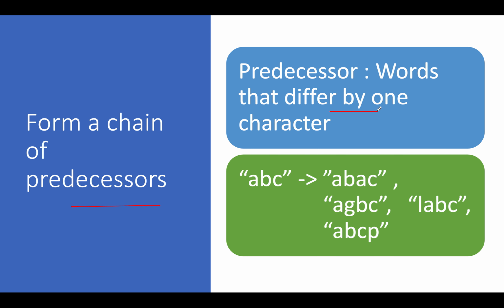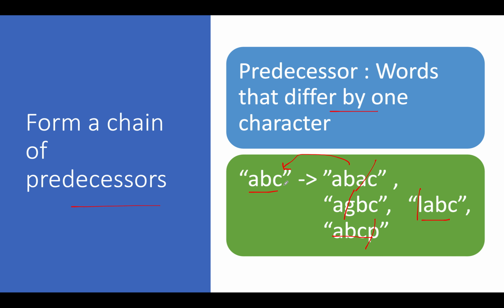Let's take one example. Let's assume we have ABC. I have mentioned a few predecessors of ABC. The first one being ABAC. So if you delete this A character, you will get ABC back. So this ABC is a predecessor of ABAC. Let's take another example, AGBC. If you delete this G, you will get ABC back. So ABC is a predecessor of AGBC. Similarly, ABCP, if you delete this P, you will get the string ABC. Similarly, we have LABC. If you delete this L, you will get the predecessor ABC.